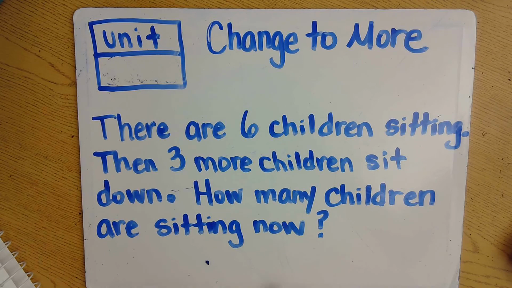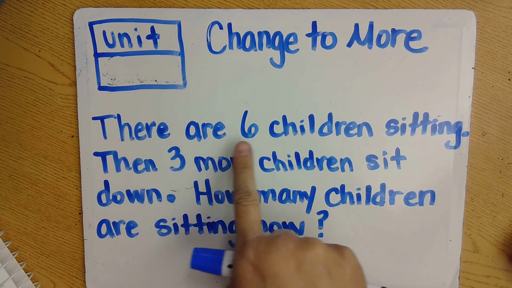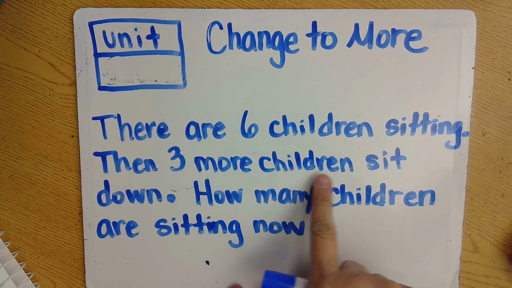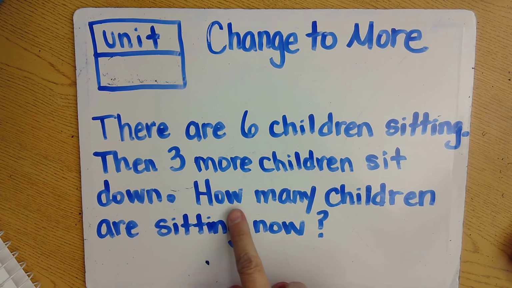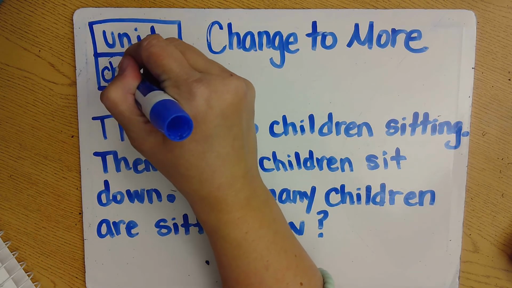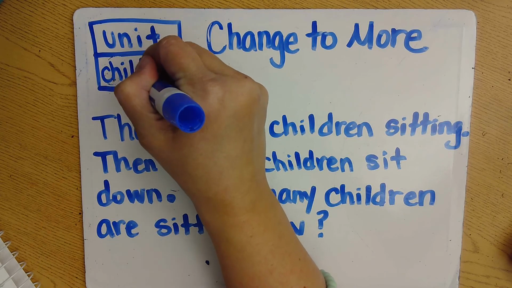Here is the last example of a change to more story. There are 6 children sitting. Then 3 more children sit down. How many children are sitting now? Do you know what to write in the unit box? You're right. I'm going to write the word children because that's what our story is about.